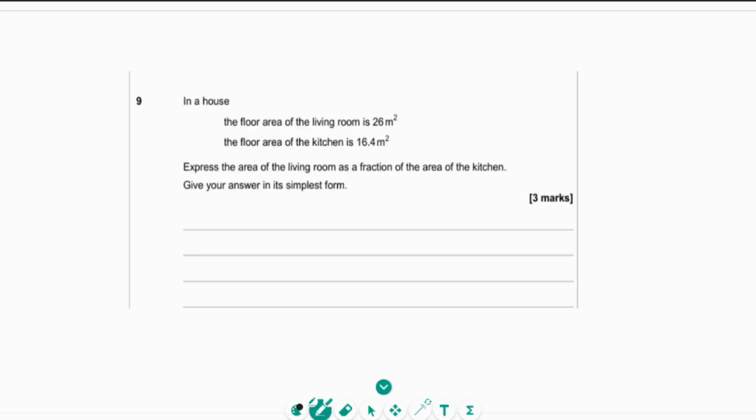In a house, the floor area of the living room is 26 metres squared. The floor area of the kitchen is 16.4 metres squared. Express the area of the living room as a fraction of the area of the kitchen. Give your answer in its simplest form. So we've got 26 over 16.4.